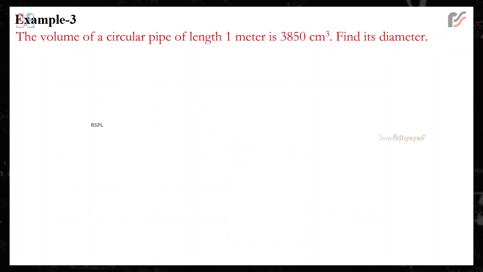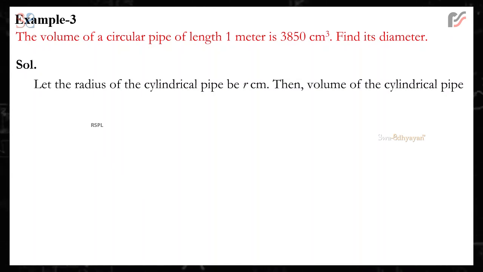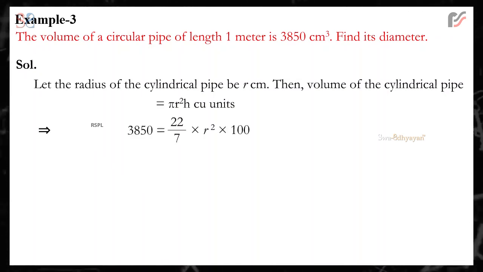Example 3. The volume of a circular pipe of length 1 meter is 3,850 cubic centimeter. Find its diameter. Solution. Let the radius of the cylindrical pipe be R centimeter. Then volume of the cylindrical pipe is equal to pi R square H cubic units. This means 3,850 is equal to 22 upon 7 into R square into 100, as H is equal to 1 meter is equal to 100 centimeter.